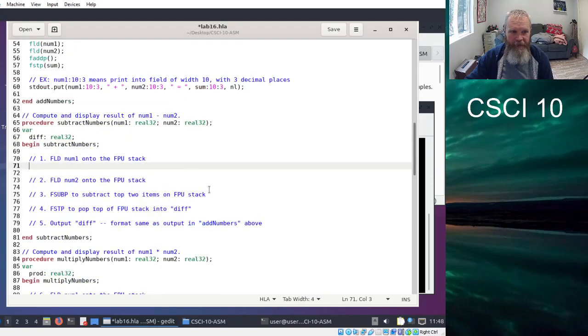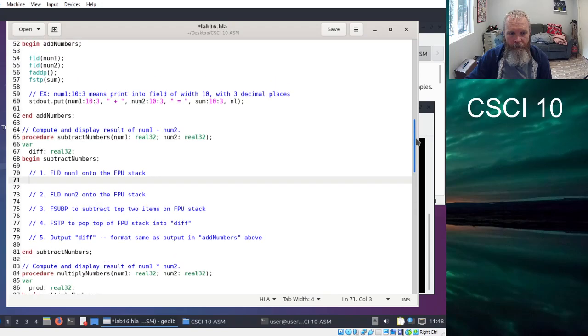Should I scroll up so you can see the bits above? There's the bits above. Okay, so we want this for line 71. There we go. So we'll fload num1. That pushes num1 onto the floating point stack.